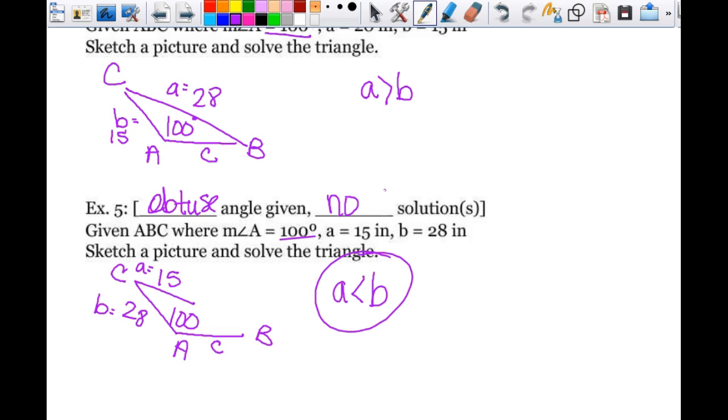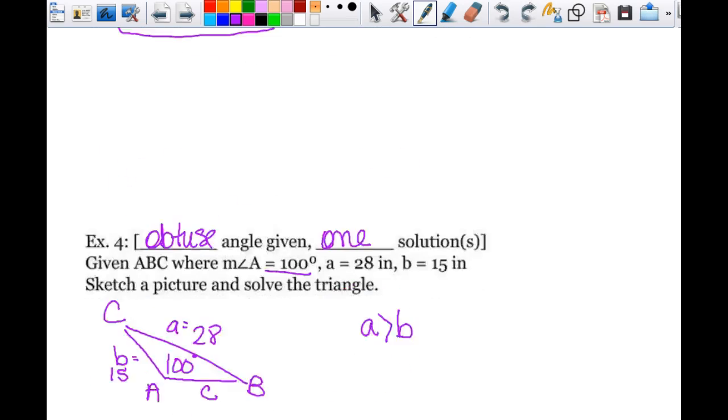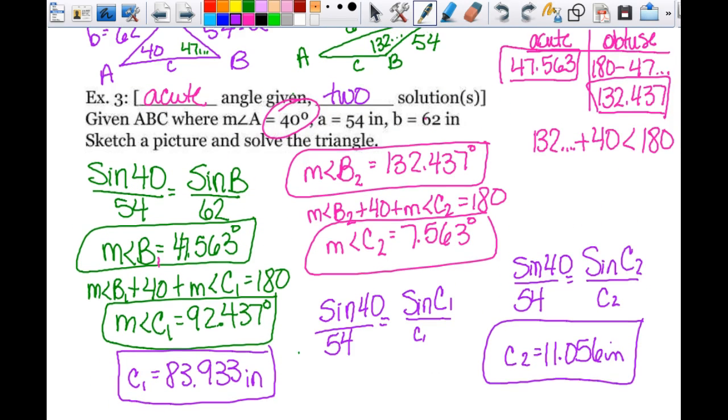All right. Are we good? Any questions? Yes, sir. Oh, yes. Example 3, 2 solutions. All right, let me grab the homework that I thought I had in my hand. Here it is.